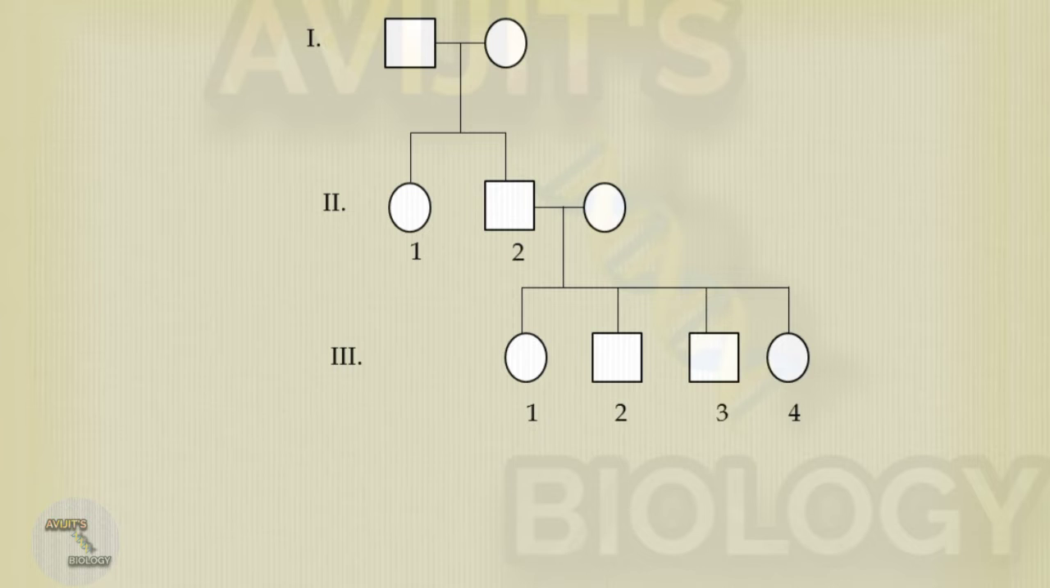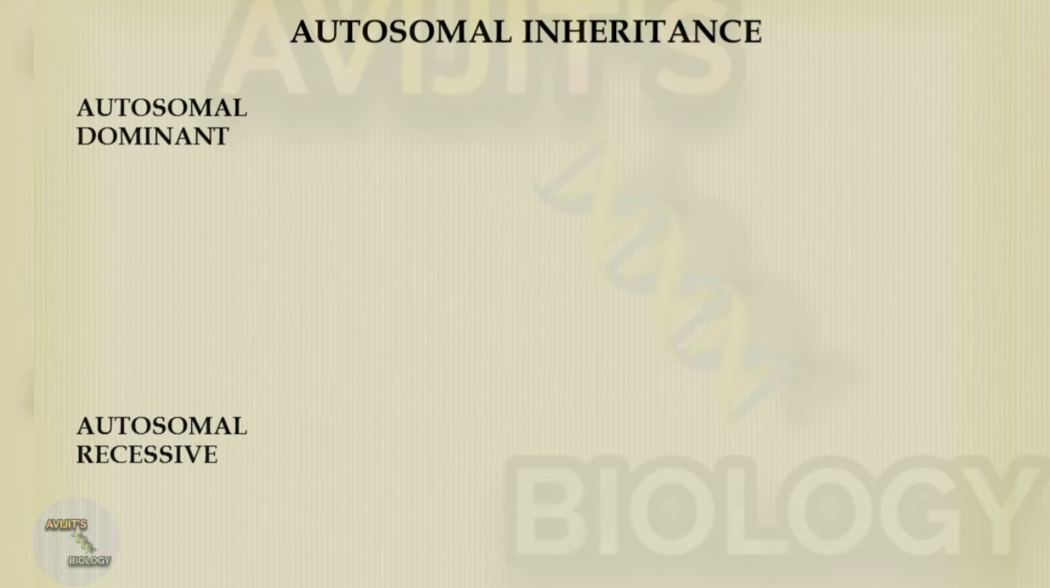Now I will discuss different types of inheritance which can be analyzed through pedigree. First of all is the autosomal inheritance. Means this type of inheritance passes through autosomes. This type of inheritance can be of two types. One is autosomal dominant and another one is autosomal recessive.